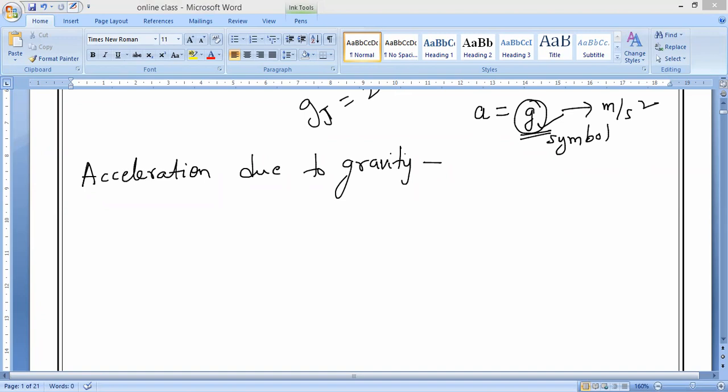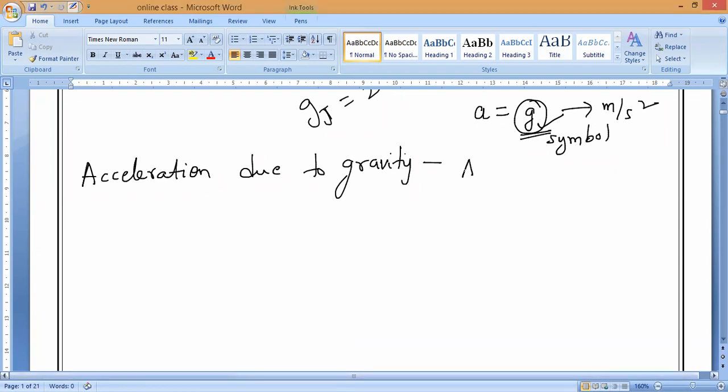Now, what are the factors influencing this G value on the surface of Earth? If you go away from the Earth, how does the G value vary? If you go deep inside the Earth, how does the G value vary? That is what we call the factors affecting it. So that is our today's concept: acceleration due to gravity, factors affecting it. Please keep the heading.